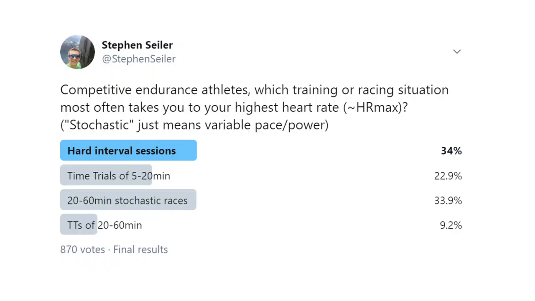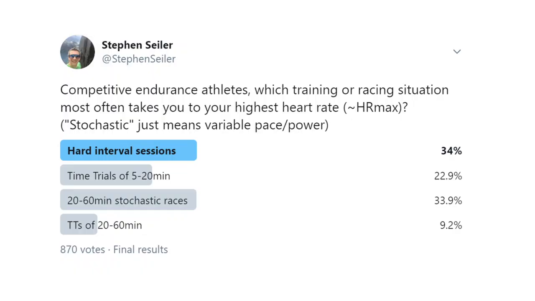Another type of situation that seems to bring a lot to maximum heart rate are what we call stochastic races, races with a lot of variability, a high average power but some fluctuation. That's what works for me. If I do the 20-minute crit city races on Zwift, then those will very often take me to the highest heart rate I see, and it's very consistent as long as I'm rested. Now if I'm tired, then it's a few beats lower. But in this data with 870 people who answered, only 9% said that longer time trials were sufficient to bring them up to maximum heart rate.